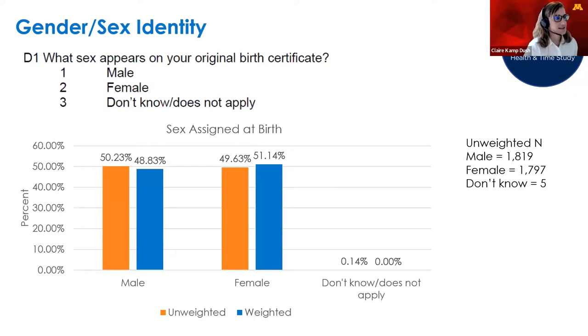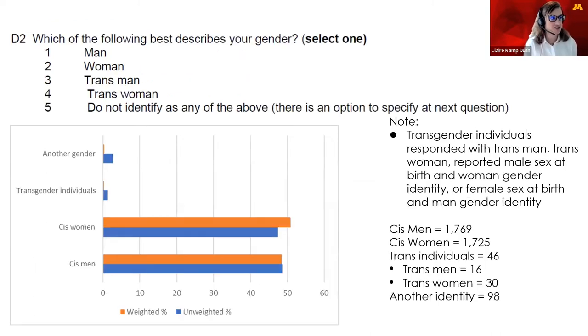For gender and sexual identity, we started with the question of what sex appears on your original birth certificate. You can see we are pretty evenly split between the numbers of folks that had male and female assigned to them on their birth certificate. Our gender question was, which of the following best describes your gender? They had to select one: man, woman, trans man, trans woman, or do not identify as any of the above.